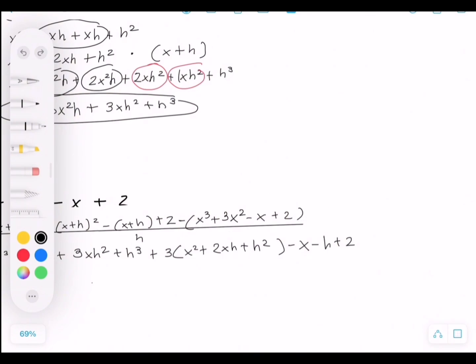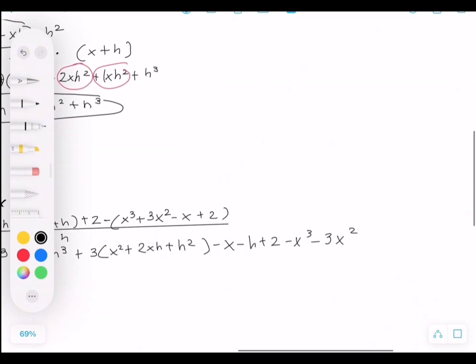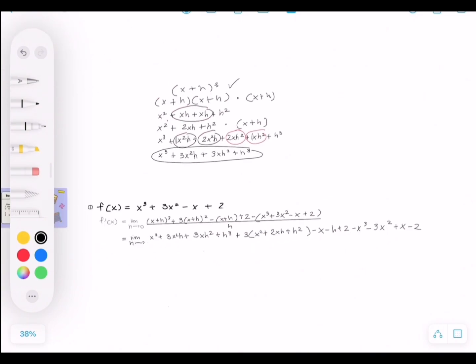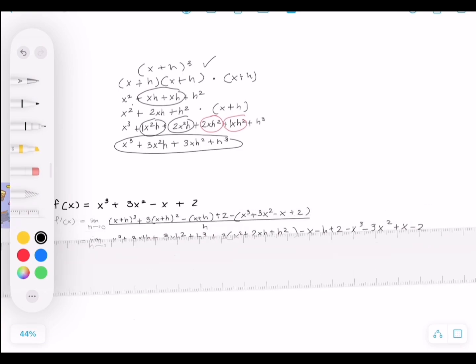part of the equation. So you will get negative x cubed. Negative times positive 3x squared, you will get negative 3x squared. Then negative times negative x, that will give you a positive x. Then negative times positive 2, that will give you negative 2. Then all of that gets divided by h.